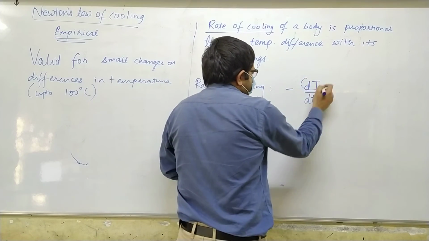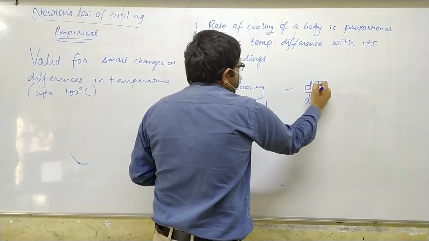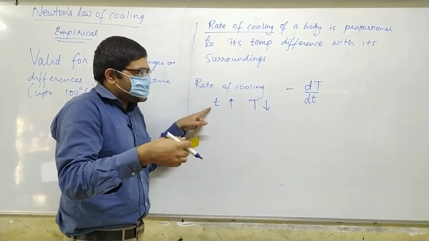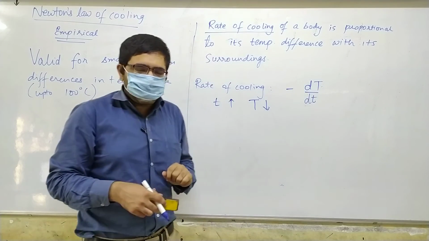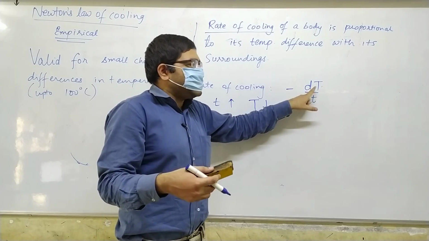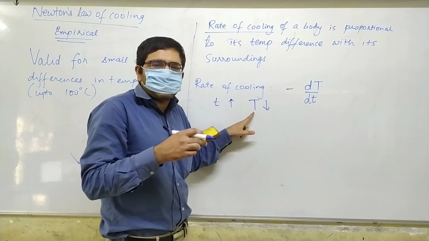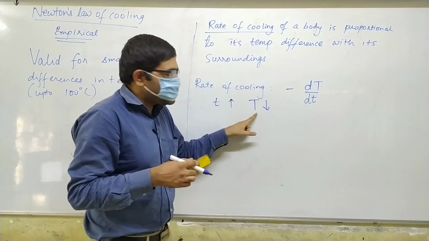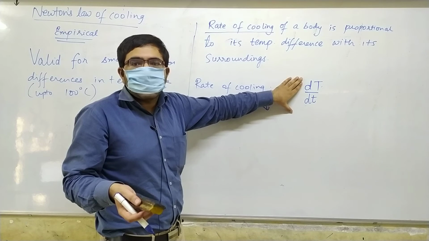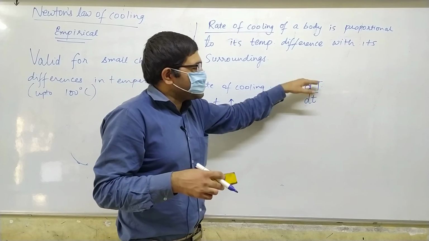You know, dt and dT are small changes, right? I'm sure you remember that. So d small t is positive because the value of time increases, but d capital T is negative. I repeat, d small t is positive because time increases, but d capital T is negative because the temperature is decreasing as the body cools down. So to avoid negatives every time, we write this minus sign. Rate of cooling is minus dT by dt.